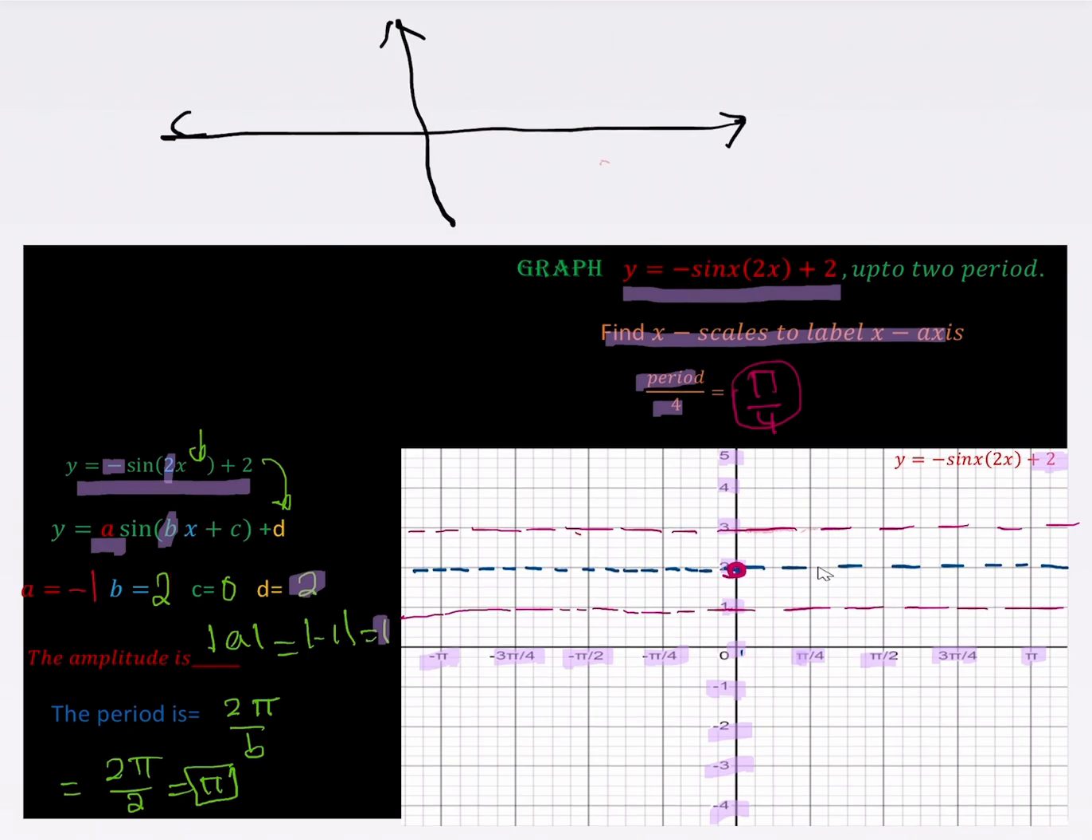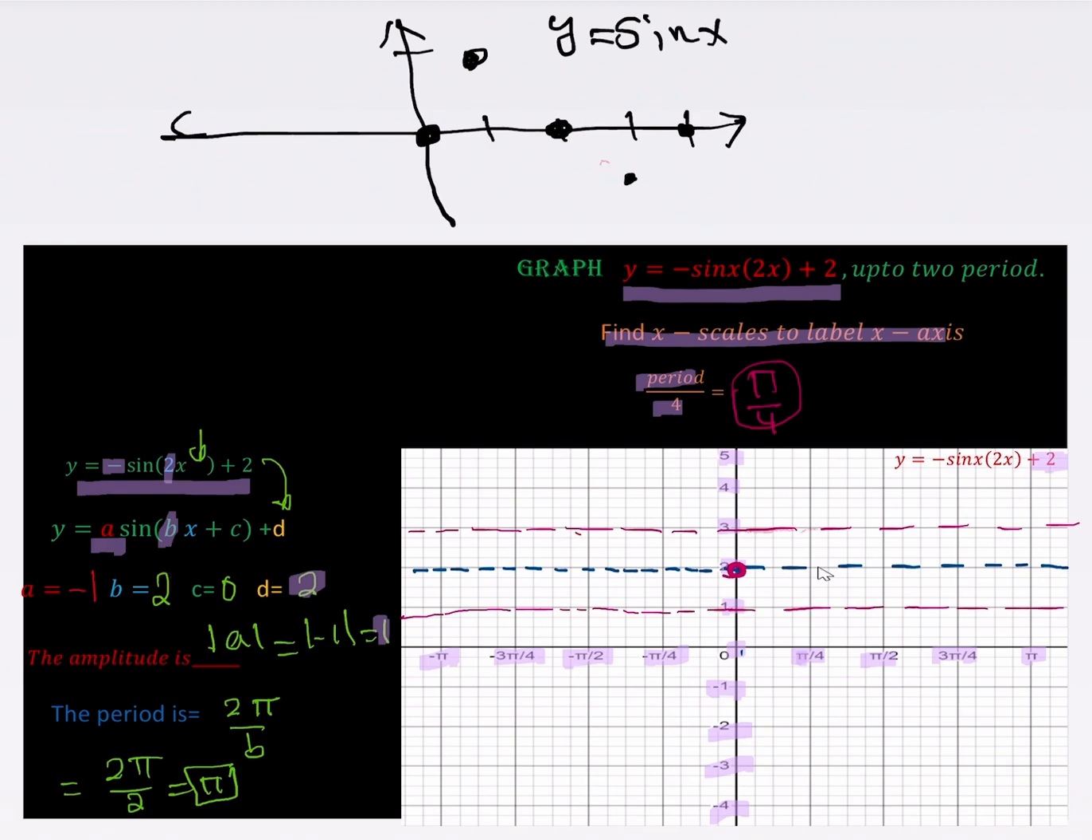All you have to do is pick 4 values: 1, 2, 3, 4. You don't have to label it. Just know the shape. It starts at the origin, okay, and then it goes to the max point. Then it's going to go back to the midline, going down, and then going back here.